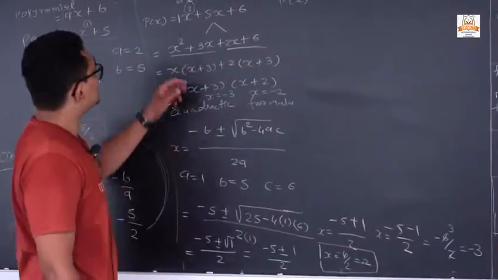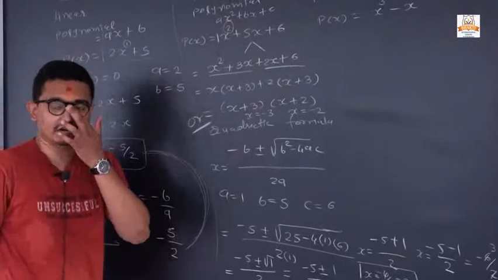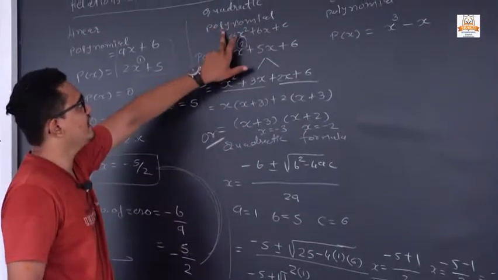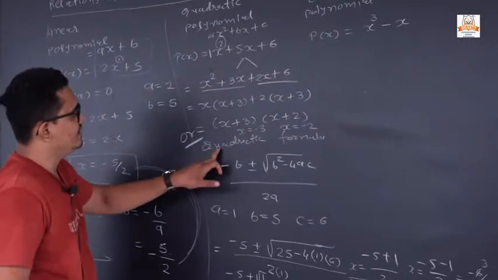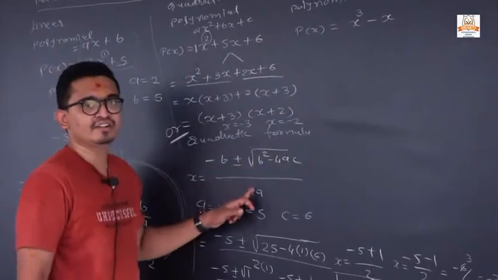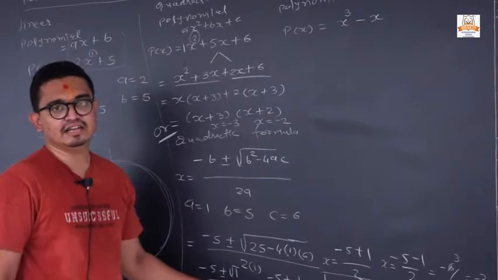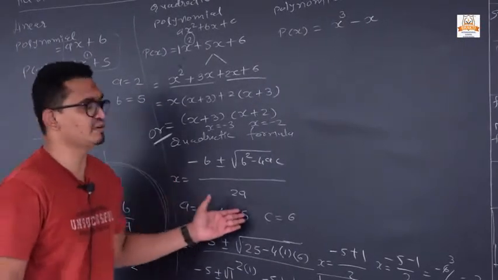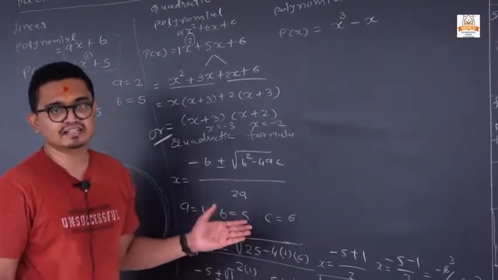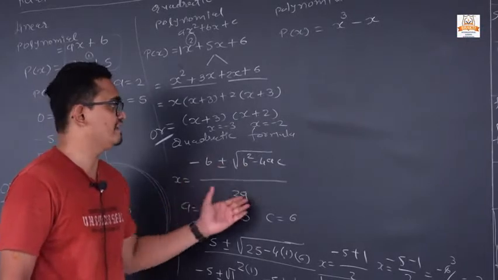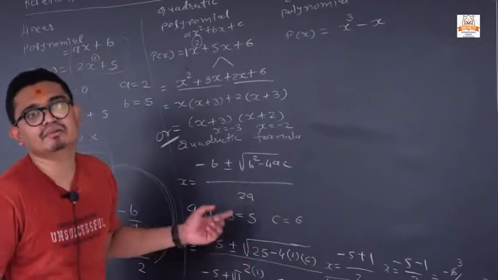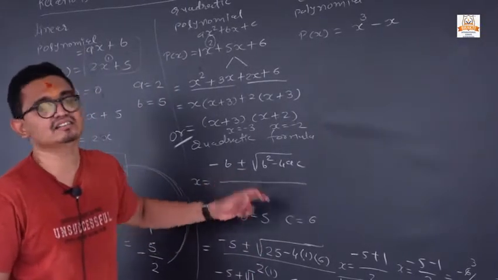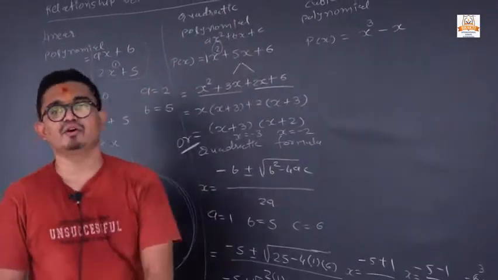So if you want to find the zeros of a quadratic polynomial, we have two methods. First is factorization, and second is by using the quadratic formula. Clear? It also arrives in our chapter number 4, so we can discuss the details of the quadratic formula later. But in chapter number 2, you can also use that formula for finding the zeros of a quadratic polynomial.